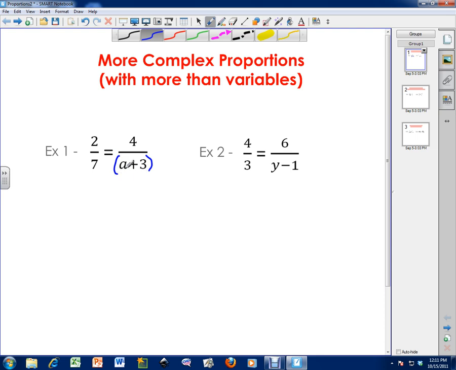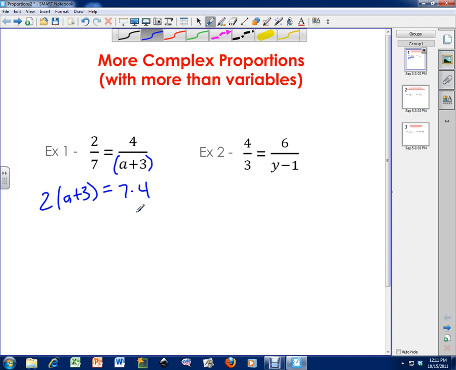If you ever see a variable adding a number or subtracting a number after it, you always want to start off by putting parentheses around this portion of the proportion. And so when you cross multiply, you're going to see straight off the bat that it's not so intimidating, or it doesn't look as hard. So I multiply 2 times (a + 3) in parentheses, and that's going to equal 7 times 4.